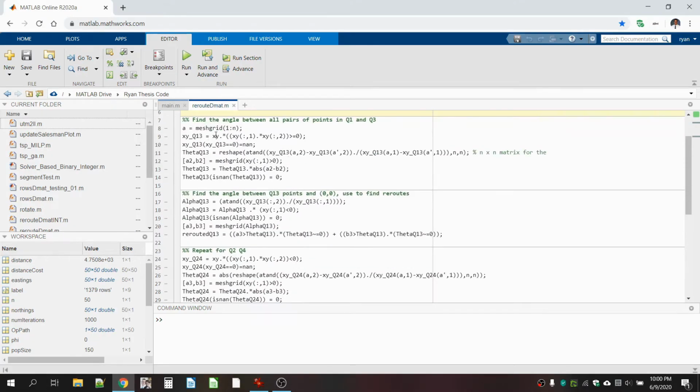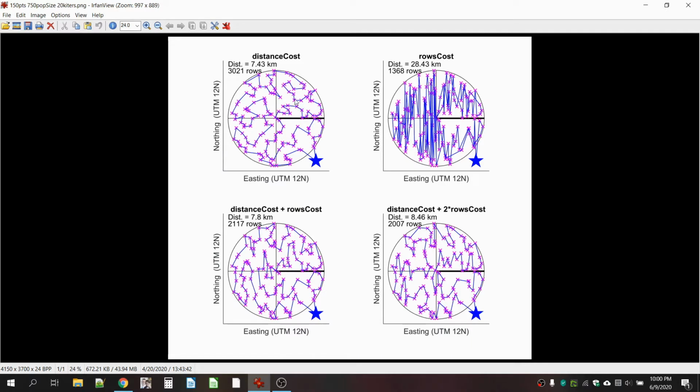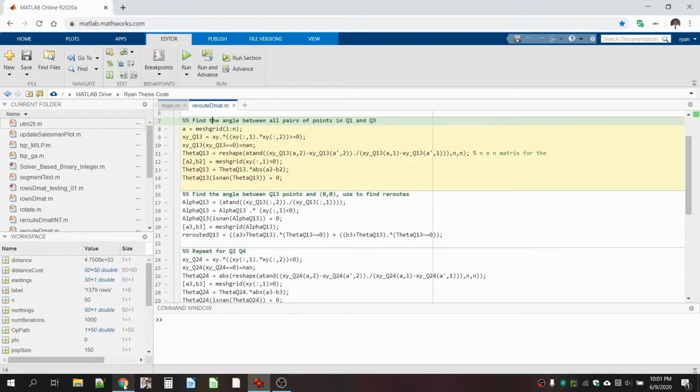So the first step is to find the angle between all pairs of points in quadrants 1 and 3. So this is quadrant 1, quadrant 3, and I'm finding the angle between this point and this point, and this point and this point. So the angle between all the pairs of possible points in quadrants 1 and 3. And that gives me, I guess this would be a matrix, this matrix right here. That's the angles.